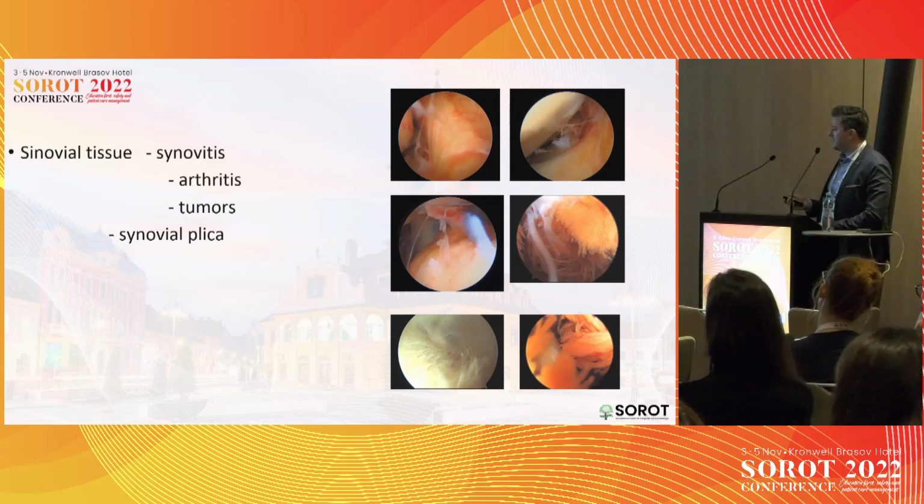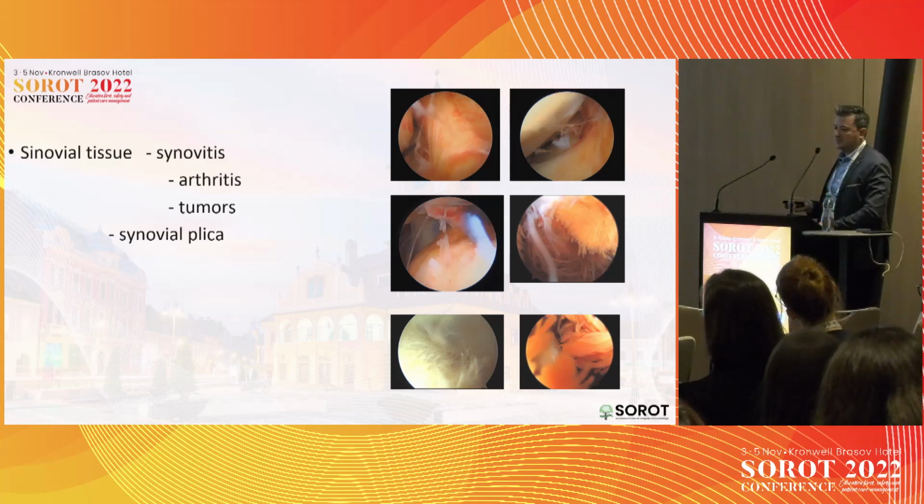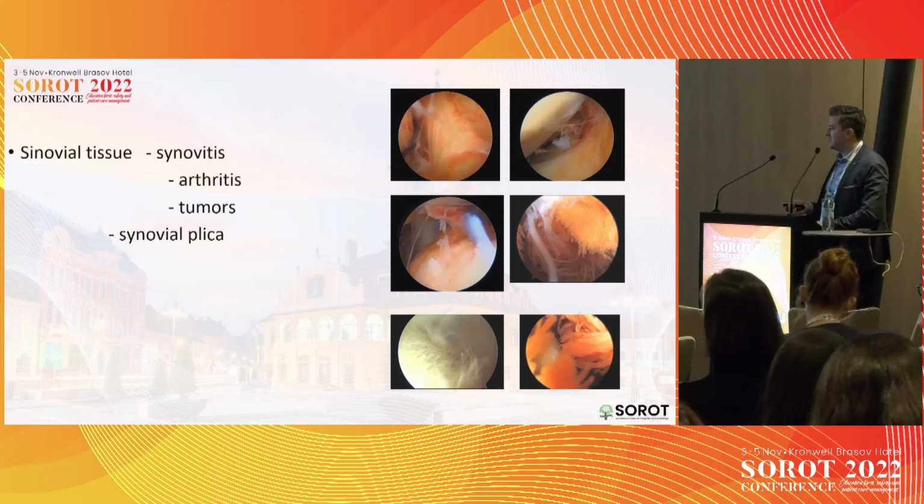Here you have some examples of pigmented villonodular synovitis, which was treated for a long time as idiopathic hemarthrosis. Here you have some arthrofibrosis after knee injuries that weren't treated correctly. So a lot of soft tissue issues that we need to address.